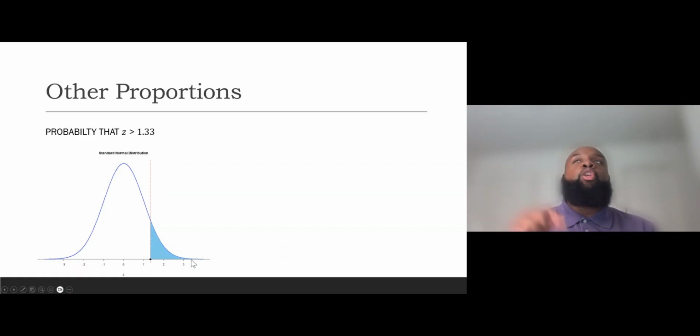I'm going to use that pnorm function. I don't have to convert anything to a z because it's already a z. And then my mean is 0, standard deviation is 1. But this time I'm going to use lower.tail equals FALSE.